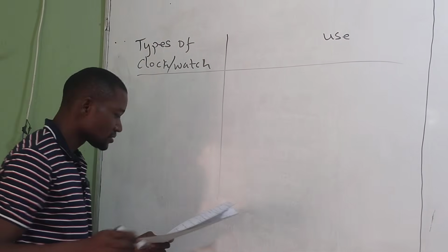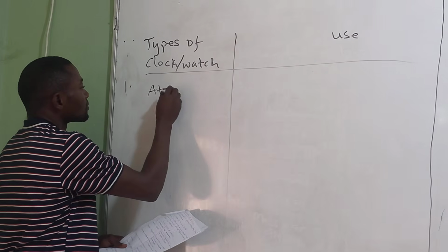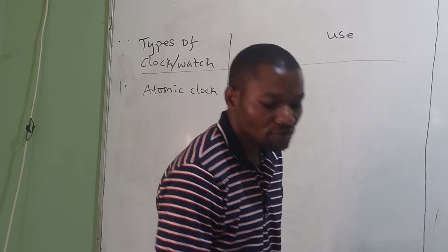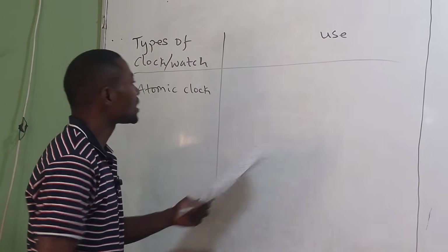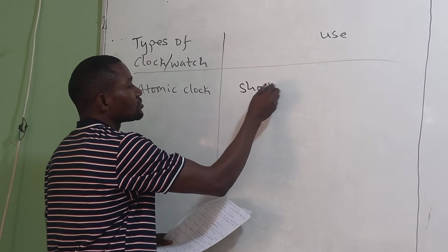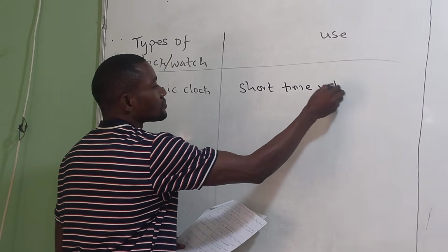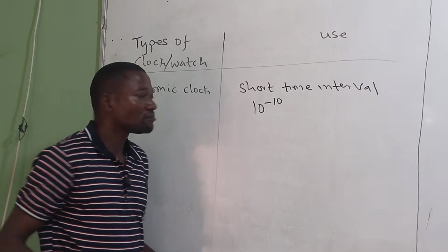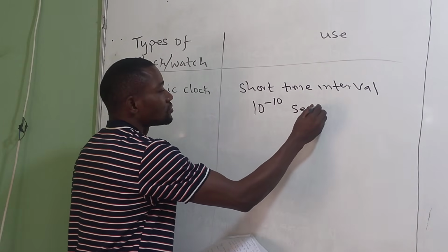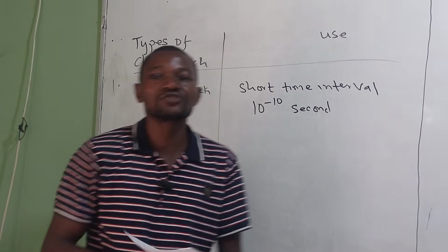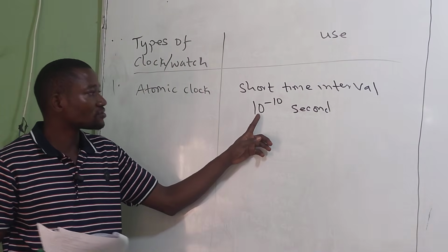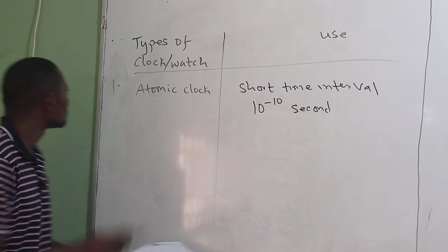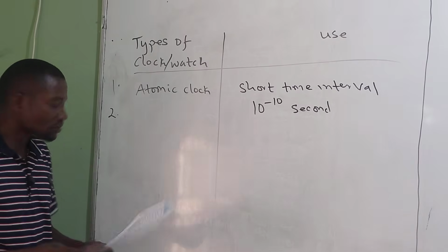The first one is the atomic clock. Atomic clock measures very short time intervals, in the range of 10 to power minus 10 seconds. So for measurement of very short time intervals, the clock that we use is called atomic clock.